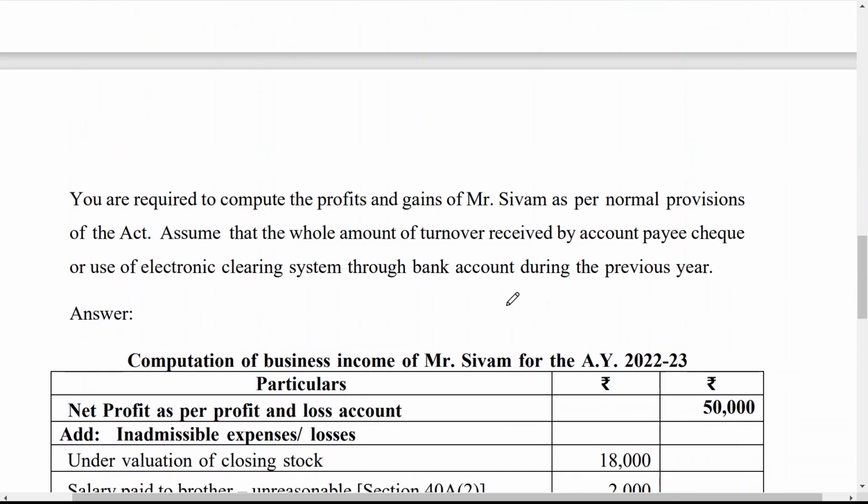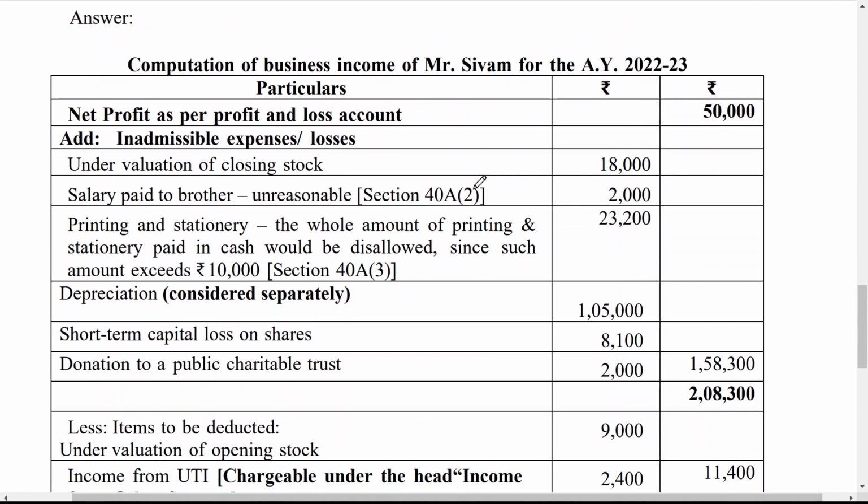Now what you are required to do is compute the profits and gains of Mr. Sivam as per the normal provisions of the Act. Assume that the whole amount of turnover was received by account payee cheque or use of electronic clearing system through the bank account during the previous year. So now let us see the answer.